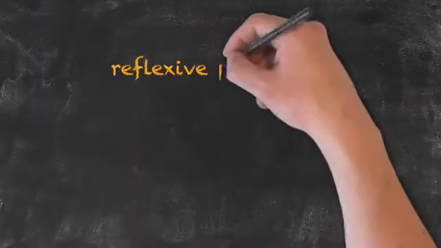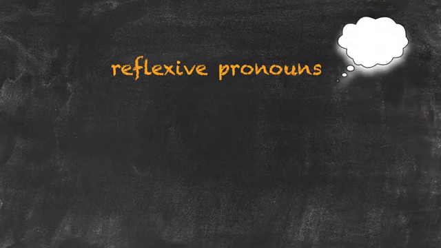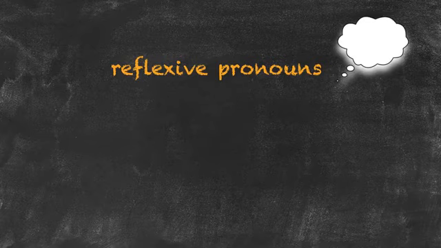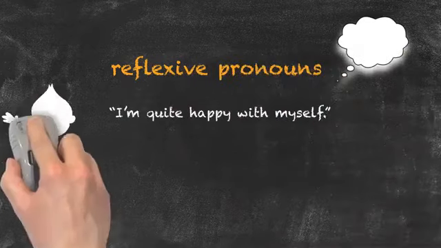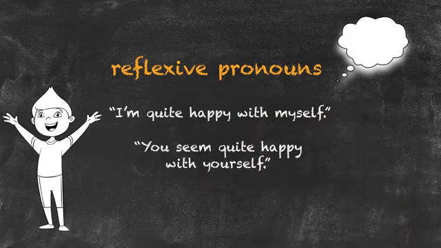With our reflexive pronouns, these are the actions that we do onto ourselves if we're speaking about ourselves or somebody else. So I could say, I'm quite happy with myself, or I could say, you seem quite happy with yourself.